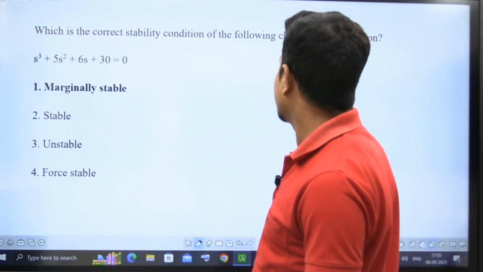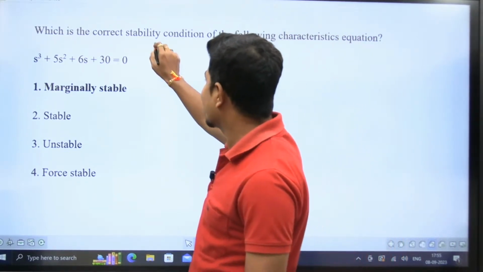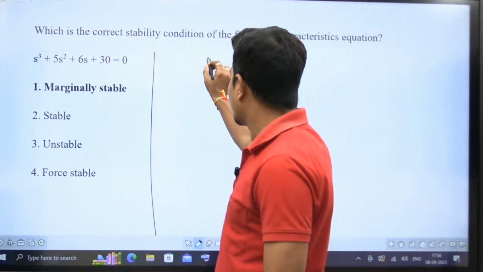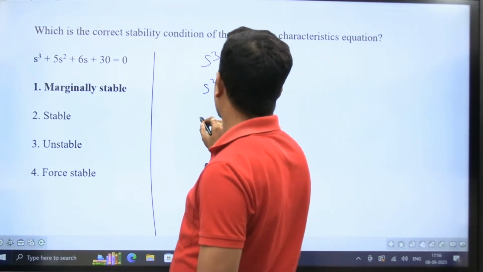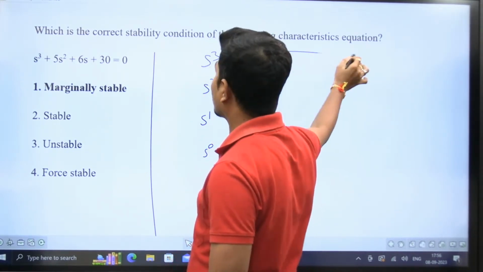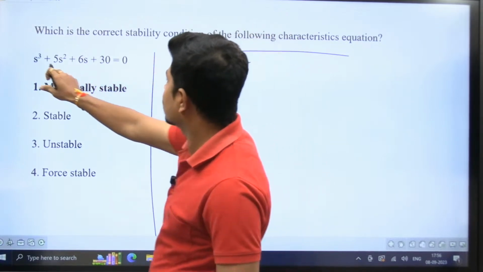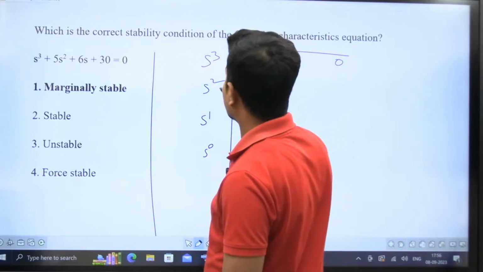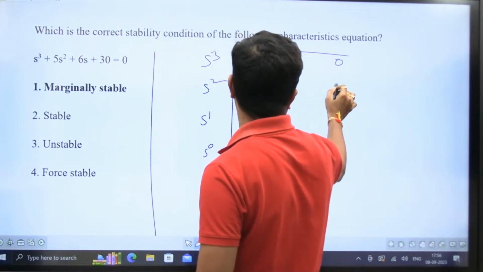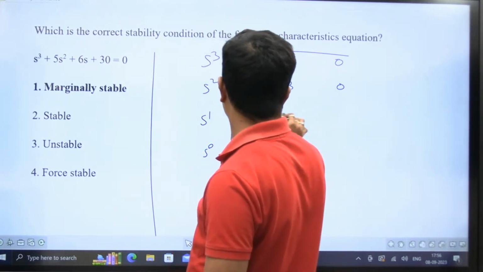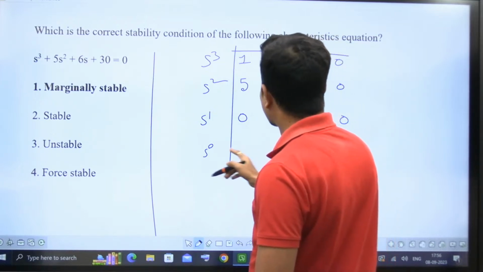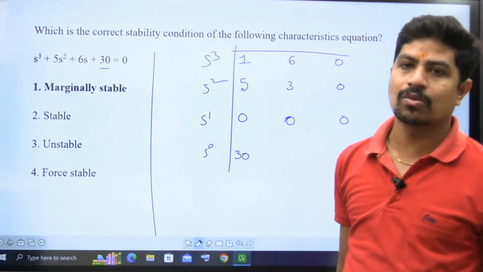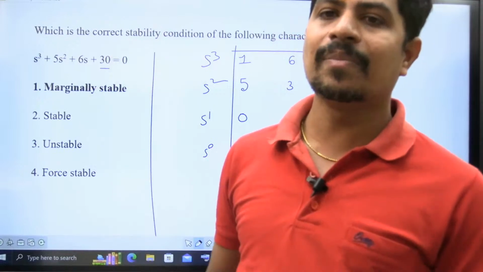Which is the correct stability condition for the following characteristic equation? He's asking about the stability. Stability of a given characteristic equation is found by using RH criteria. Apply RH criteria. This is S cube, S square, S power 1, S power 0. The first coefficient is 1, leave this, then 6, then 0. Then 5, 30, 0. Now if you calculate, this is going to be 0, this is going to be 0. Always remember one thing: the last row of any RH tabulation is the last element of the given characteristic equation.